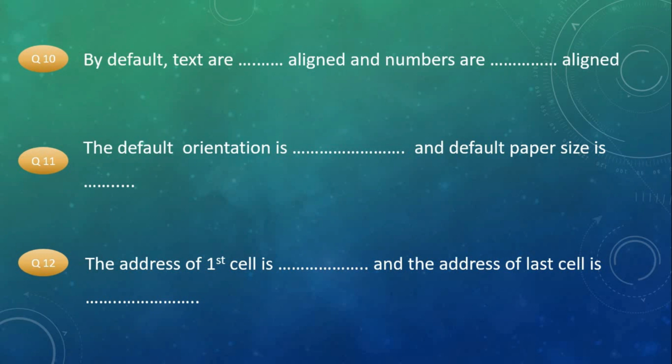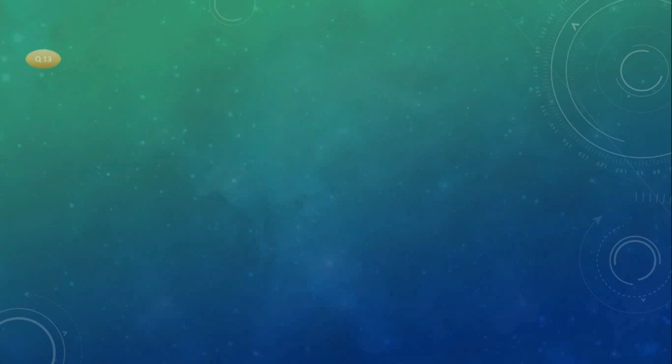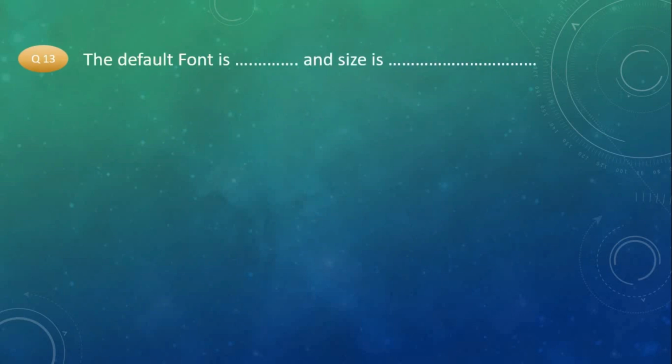Shall we check the answers? By default, text is left aligned and numbers are right aligned. The default orientation is portrait and the default paper size is letter. The address of the first cell is A1 and the address of the last cell is XFD1,048,576. Next question. The default font is dash and size is dash.